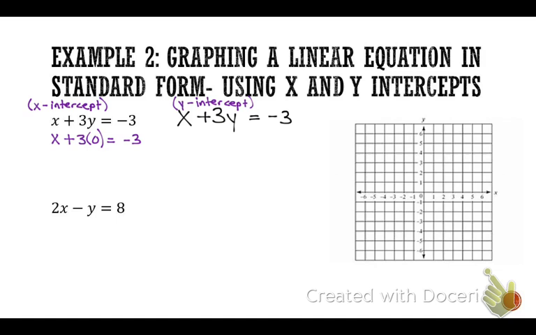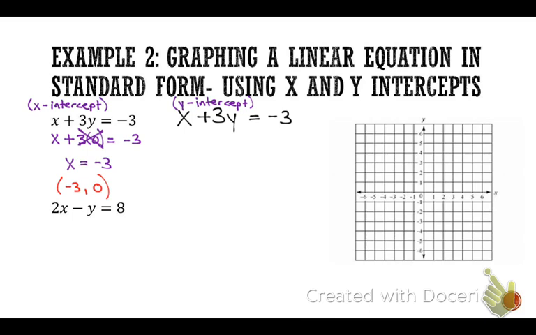All right? So what's 3 times 0? 0. Just cancels out, right? And what am I left with? X equals negative 3. Okay? And now I can make this into an ordered pair. I can see by the way I solve the equation that my x value is negative 3. And what value did I plug in for y to get that x value? 0. So that's my ordered pair.